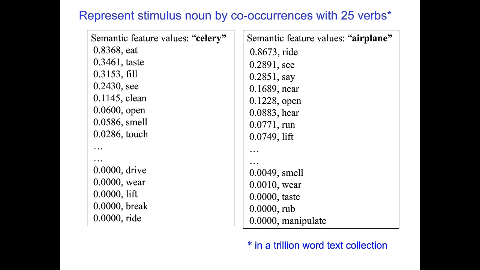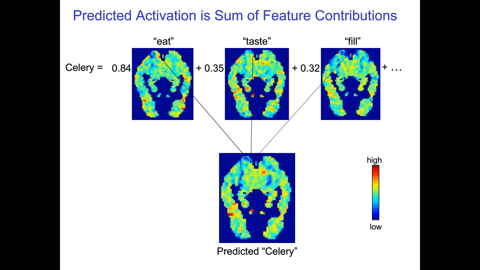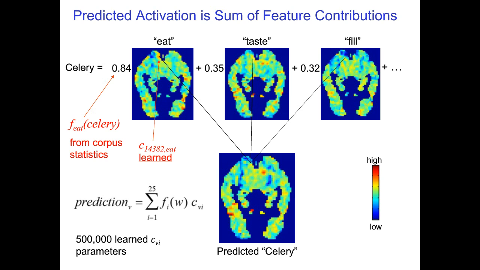Of course, these days, corpus statistics and vector representations, vector embeddings of word meanings are very popular and very effective across much of natural language research. And here we're using them in the service of neuroscience research. Given that vector representation of every noun in terms of its verb co-occurrences, the second half of the model then is trained to predict the neural activity at each voxel, each point in the brain, as a weighted linear sum of contributions from each of those verbs.